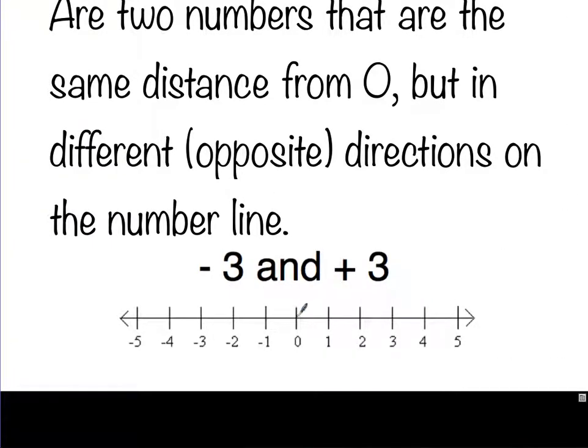So here, -3, if you start at 0, is 1, 2, 3 spaces to the left on the number line. And then +3 is 1, 2, 3 spaces to the right. So they're the same distance away, but in opposite directions. One's negative, one's positive, and those are opposites. So again, like the first definition said, it's going to have the same number, it's just going to have a different sign.